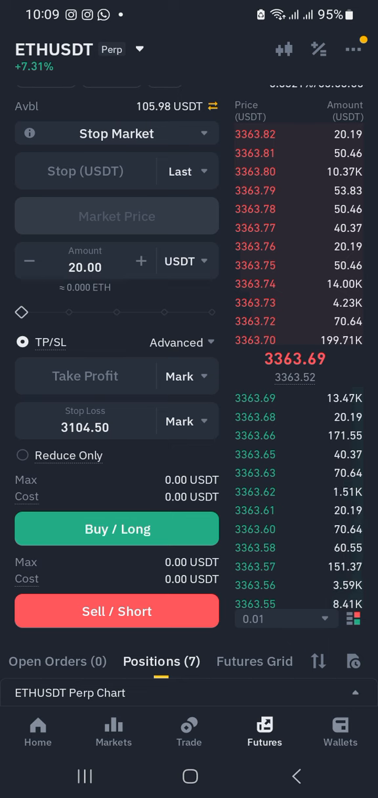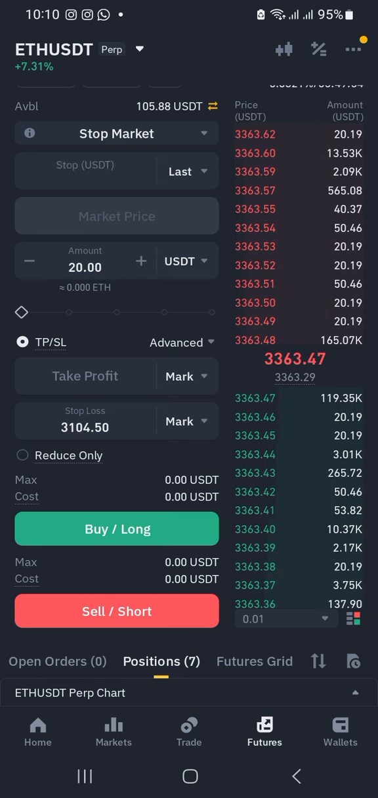Now we came down to the reduce only. We have explained that in a video. I don't want to use reduce only because I intend to enter more positions and make more adjustments. So that's what I'm going to do. Now let's hit the buy, if it will allow me.